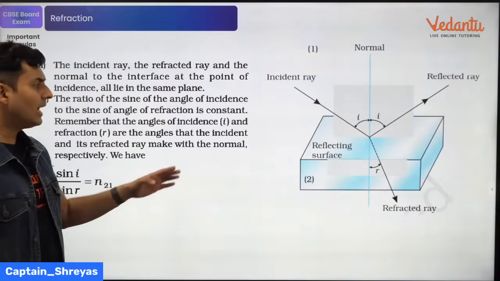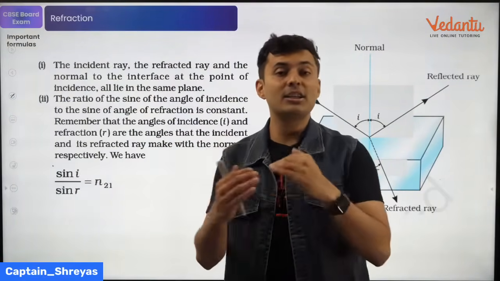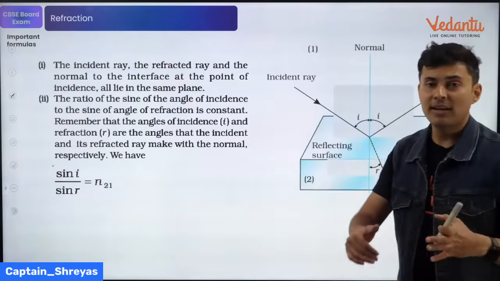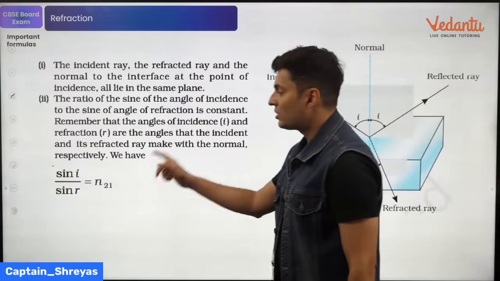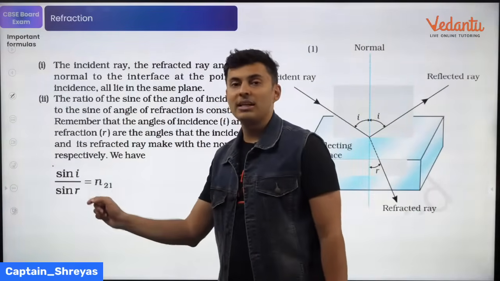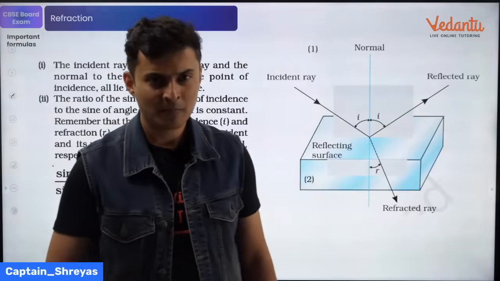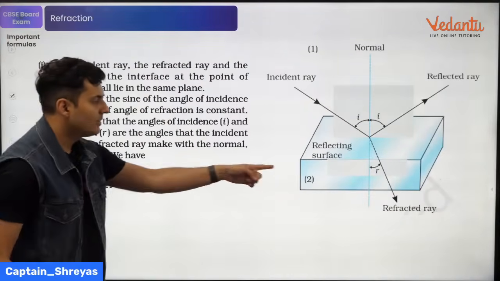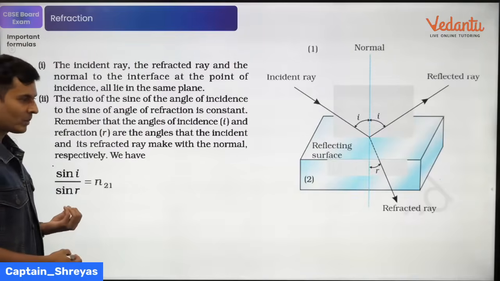You will see that the value of sine i by sine r for any change of medium, the sine of the angle of incidence over the sine of the angle of refraction, is a constant. That ratio is called the refractive index of the medium with respect to the previous medium. So that is basically the refractive index of medium 2 with respect to medium 1. That's what you call it.